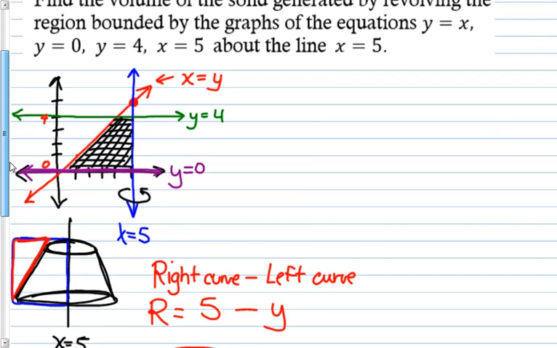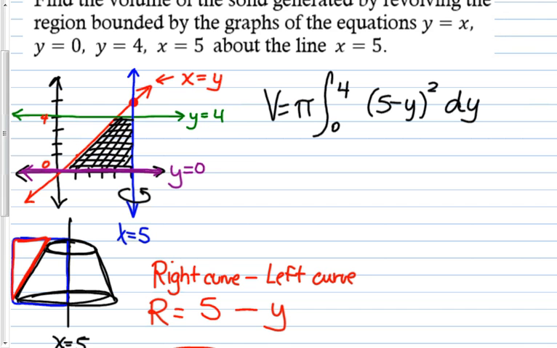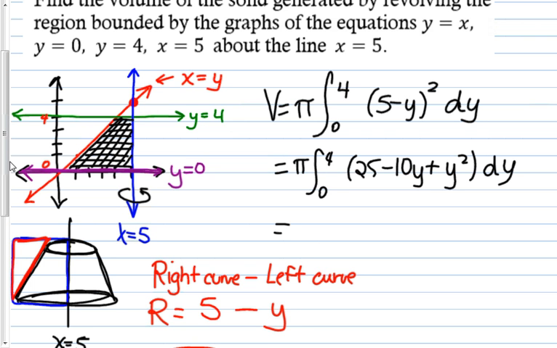All right, so now that I actually have an equation, volume is still going to be the same. It's going to be from 0 to 4, and then my equation is 5 minus y, and that's what I'm going to square, and then I am integrating with respect to y. Okay, 5 minus y quantity squared, yes, FOIL it. So when we do, we get 25 minus 10y plus y squared, and then we're going to integrate this. So 25y minus 5y squared plus y cubed divided by 3. And then that is evaluated from 0 to 4.